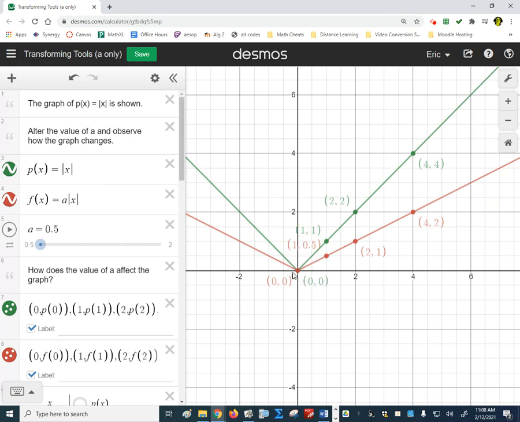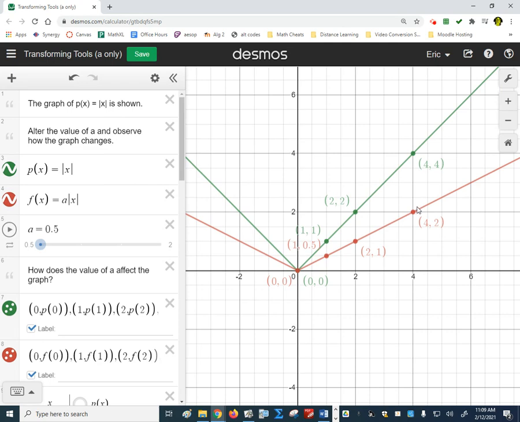So we end up now, instead of going over 2 and up 2, right? We could say that when I go over 2, the parent height is 2. We're going to multiply the parent height by the vertical dilation factor of 0.5. 2 times 0.5 is 1. So now the new height is shorter. When I go over 2, I only go up by 1. When I go over by 4, I normally go up by 4, but now I'm only going up by 1/2 of 4. Over 4 and up 2. So it squashed everything down vertically.